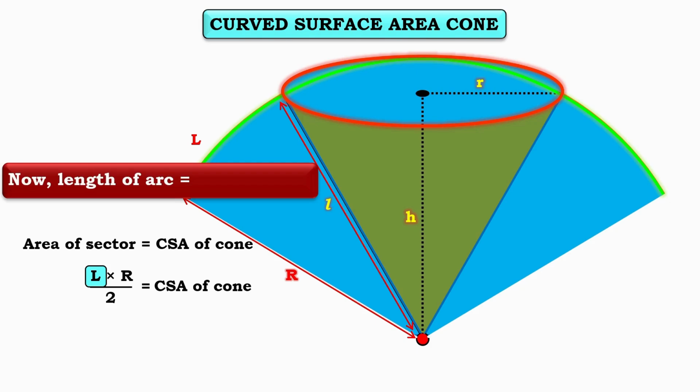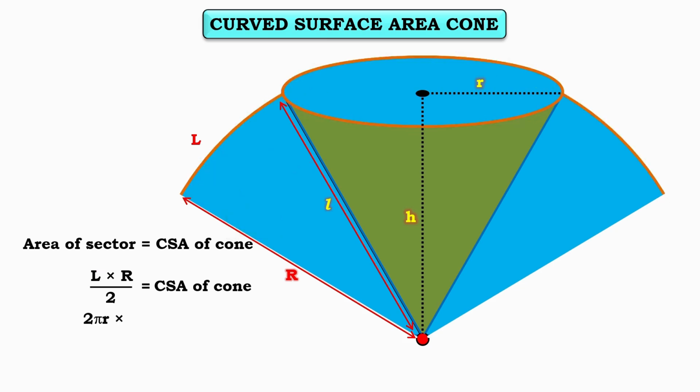Right. Now the length of the arc, whenever it is forming the cone, has now become the circumference of the base of the cone, right? So that is equal to 2 pi r.